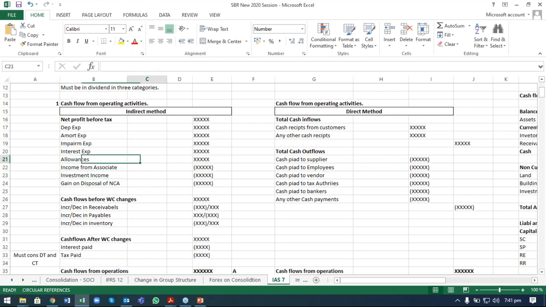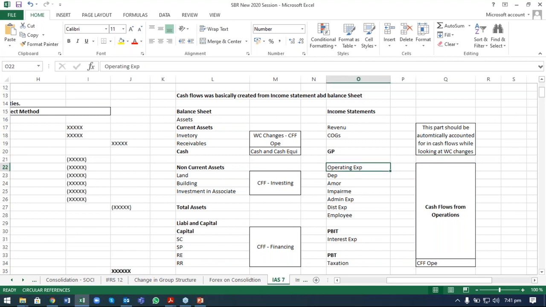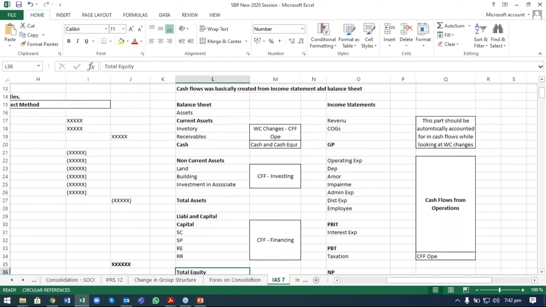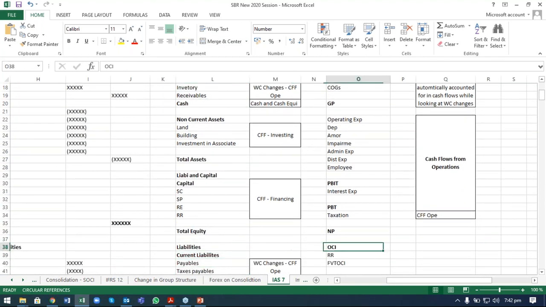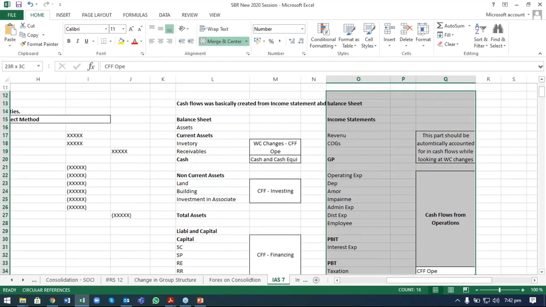So once you have adjusted all the non-cash items in the income statement, up to the gross profit, you have made all the adjustments. Then you need to look at these three items: revenue, cost of goods sold, and gross profit. We are not going to make any adjustment for these three items under the indirect method, because they should automatically be accounted for when you look into the current asset section and current liability section, that is, the working capital. I have completed this income statement within my cash flow statement.